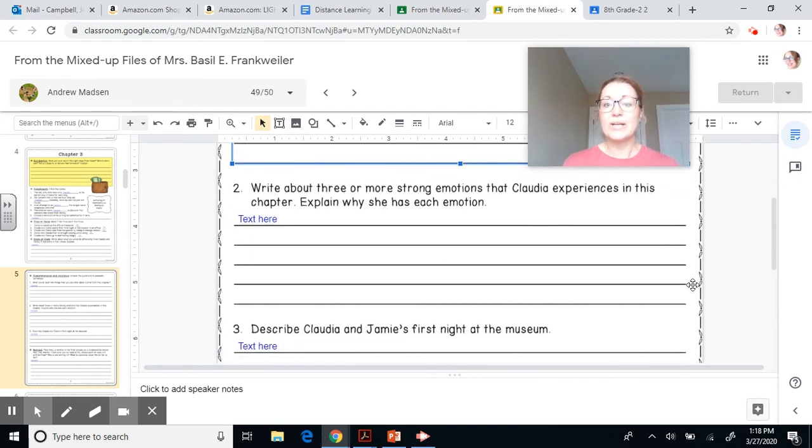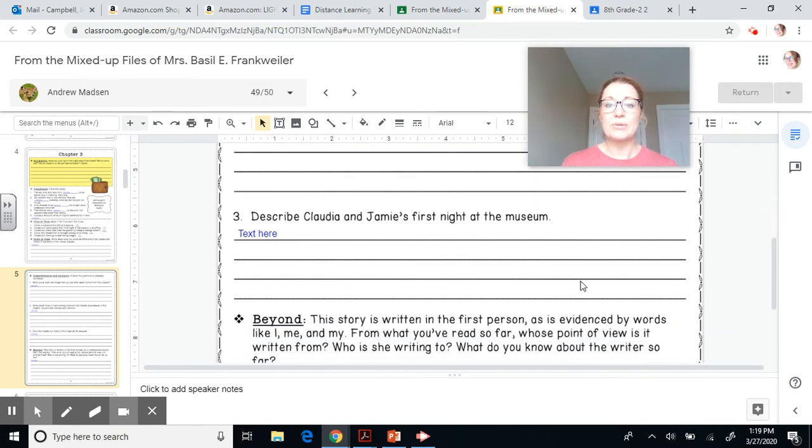Write about 3 or more strong emotions that Claudia experiences in this chapter. Explain why she has such an emotion. So you have to find 3: happy, sad, mad, glad. Find 3 and address them, and then explain why she feels that way. Okay?